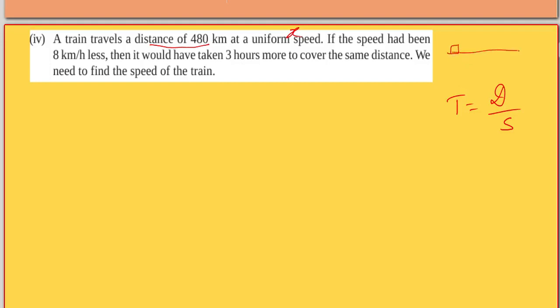One vehicle is moving at a speed of 40 km per hour. If the speed has been reduced to 20 km per hour, in 1 hour it will move only 20 km. That means the time taken will increase, no? If the speed is reducing, the time taken will increase.